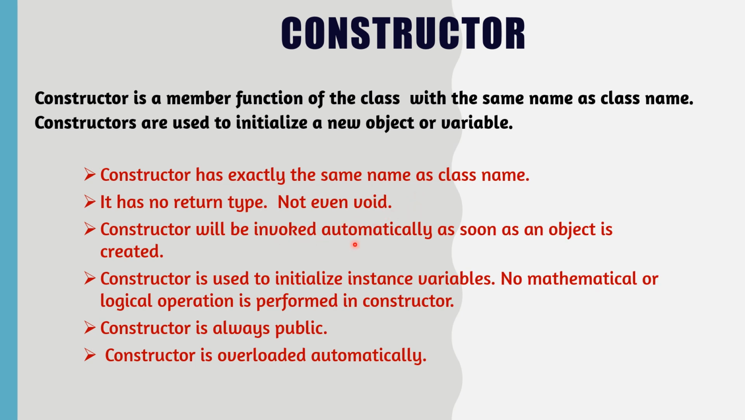And it will be automatically invoked as soon as you create the object. For functions, we have to call the function, like ob.sum, ob.cube. But a constructor is automatically invoked as soon as you create the object. It is used to initialize instance variables or global variables declared below the class. No mathematical or logical operations will be performed in a constructor. A constructor is always public, and constructors are overloaded automatically.